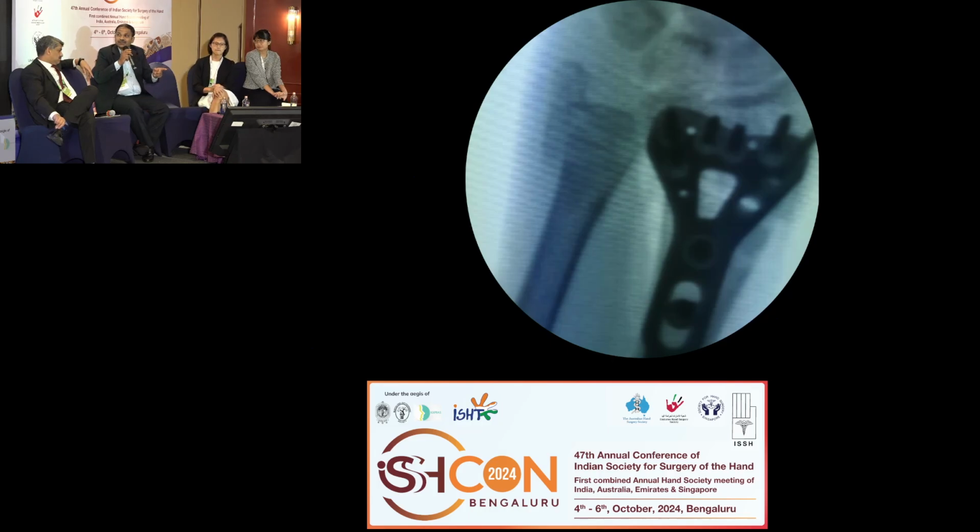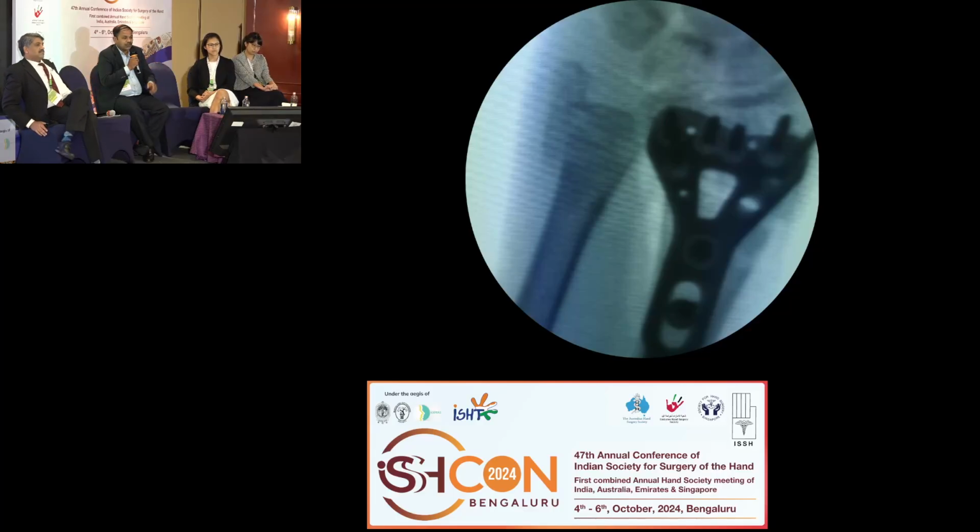This seems to be unstable, so I'll consider fixation. Okay, and stability or the location of the fracture is what is bothering you? It's the stability, because location-wise, the distal radioulnar joint seems to be in place with the radial height getting restored. But it's a metaphyseal area.